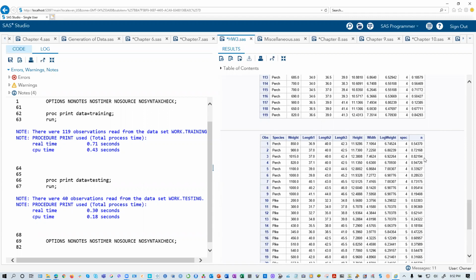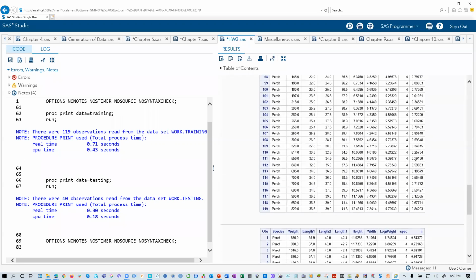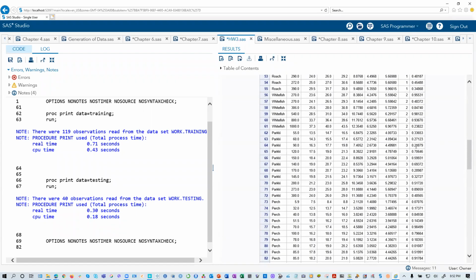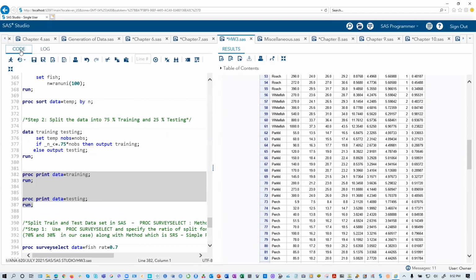You can see clearly that we utilize that label to separate them: anything less than 0.75 goes to training, else it goes to testing.